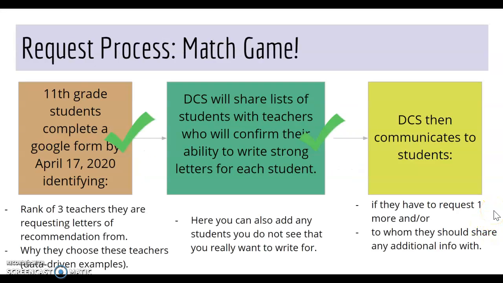So where we're at now is towards the end of this match game. Luckily, even through eSchool, we were able to get about 90% of the class of 2021 responding to that survey that I shared out, and so they were able to request their letters of recommendation from teachers. You then shared your lists back with me, and now myself and my team are in the process of communicating that to students. What we are going to do is work with students to officially request you in their Overgrad accounts. If you're curious about Overgrad, please check out that segment.